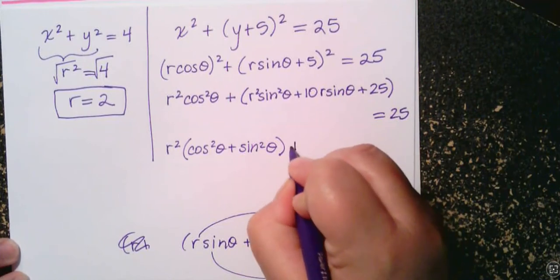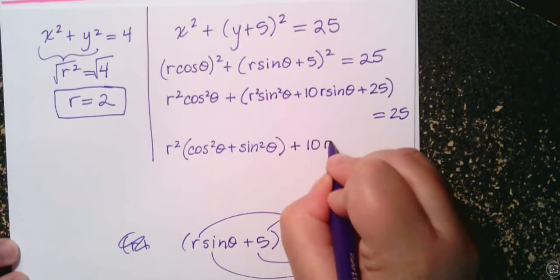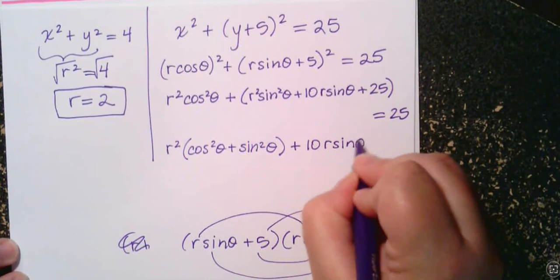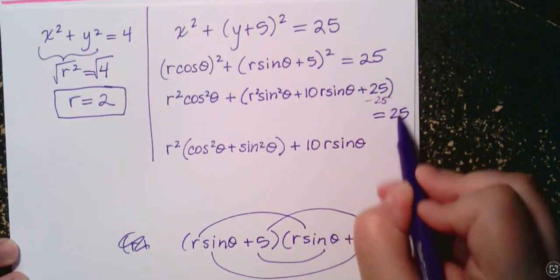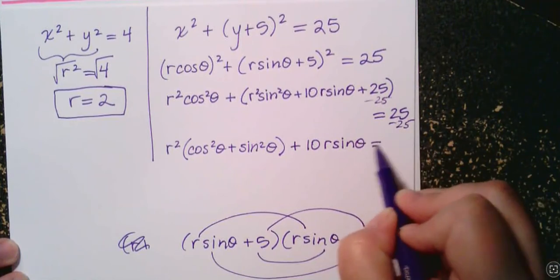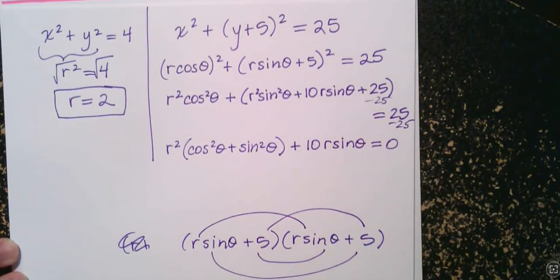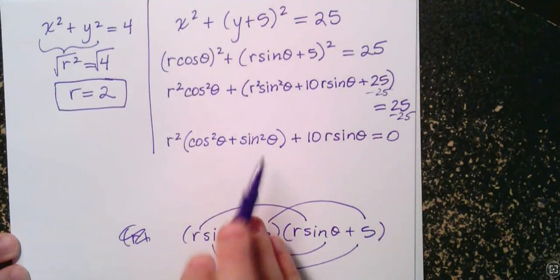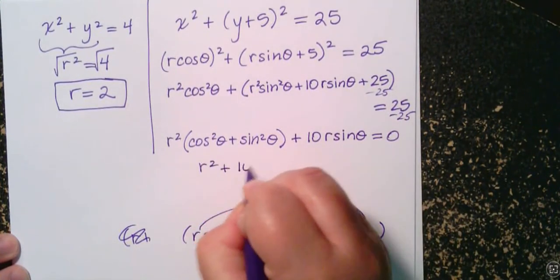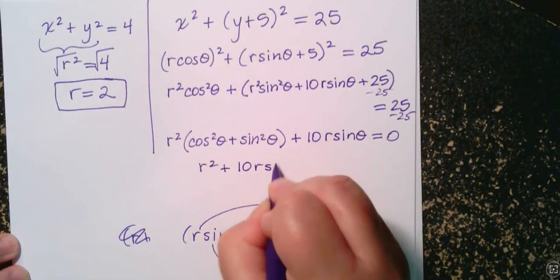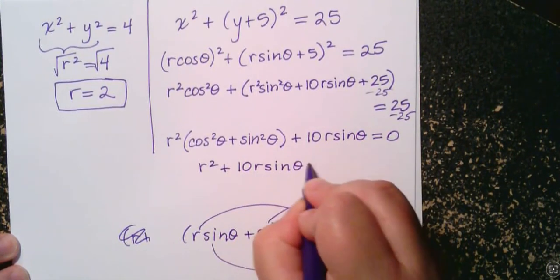Okay, and then I have plus 10 times r times sine theta. And then I've got plus 25 equals 25. So let's go ahead and get rid of 25 on both sides and get equals 0. So this, we just said, is going to be 1. So I have r squared plus 10r sine theta equals 0.